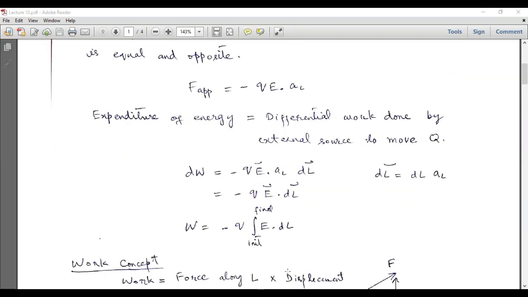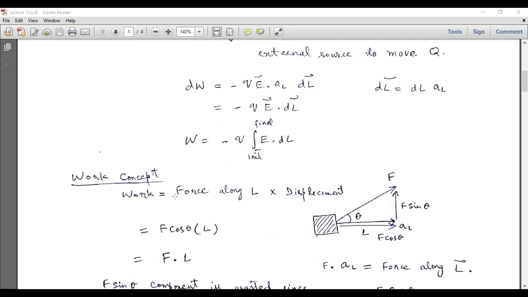dot dL. So the total work done in moving a charge from initial position to the final position will be evaluated by taking the integral of this expression. So W is equal to minus integral of QE dot dL, from the initial to the final position.